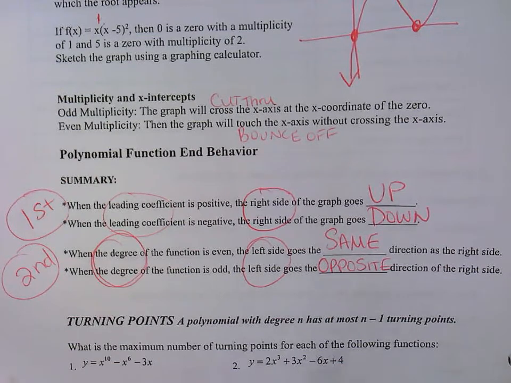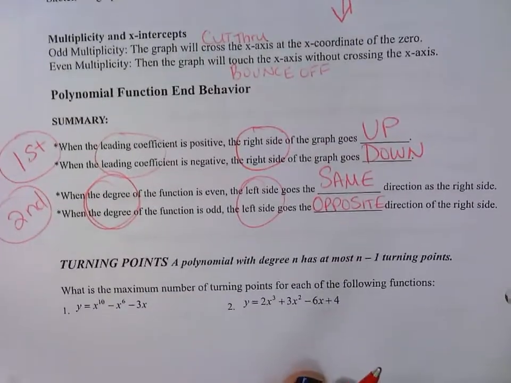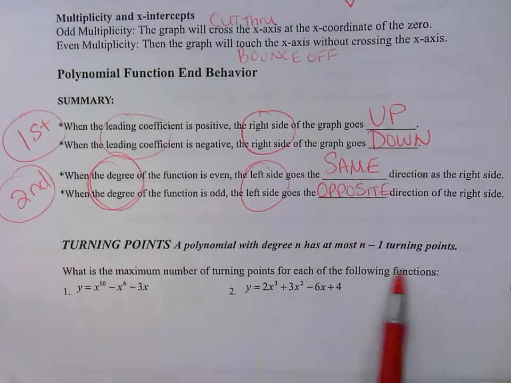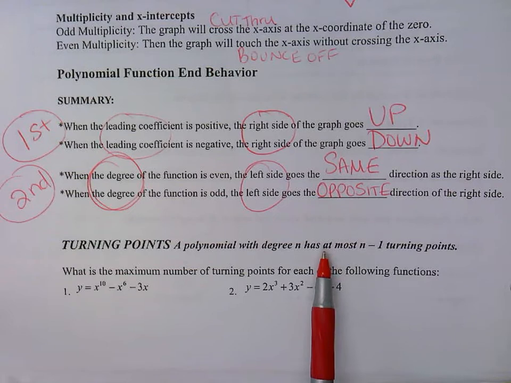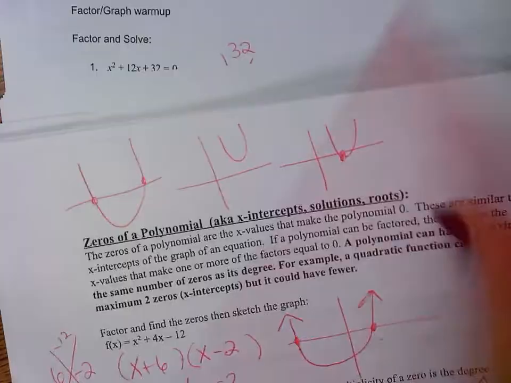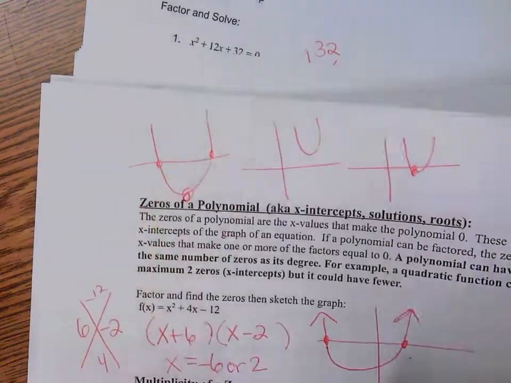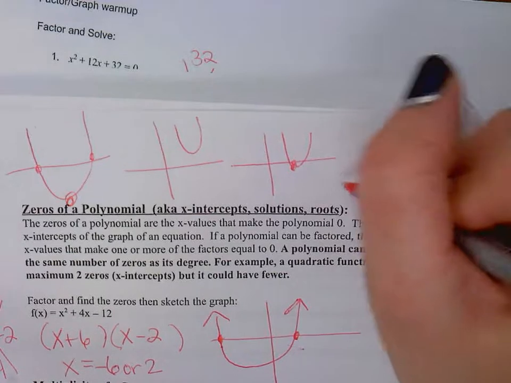All right, and the last little piece that's not quite as important. The number of turning points that a graph has is one less than the degree. And you could think of a couple graphs you know. A quadratic has a degree of 2. How many turning points does it have? 1. A linear function has a degree of 1.